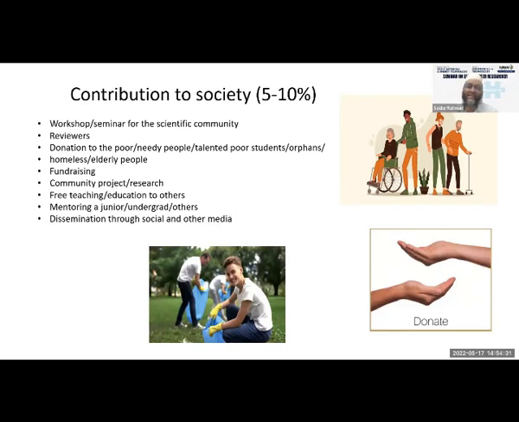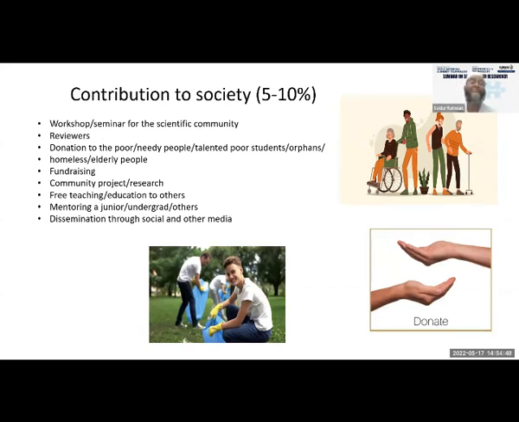Contribution to the society. Normally these are 5 to 10%. Sometimes, as you can see, we are organizing these types of workshops. You also can arrange whatever capability you have: workshops, seminars for the scientific community. You can work as a reviewer. Always do quality things, just not to inflate your CV.